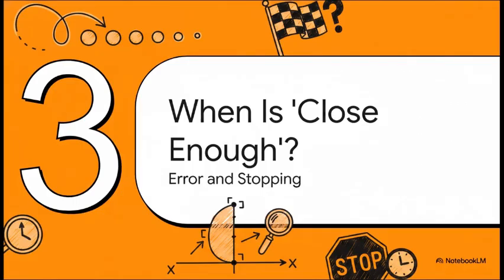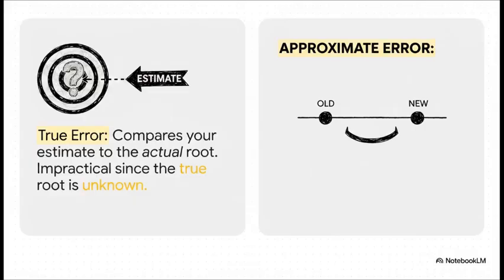Okay, this leads to a super important question for pretty much any iterative method. How do we know when to stop? I mean, when is our answer actually good enough? Well, there are two ways to think about error. True error is the dream, right? It's how far your guess is from the real answer. But there's a huge catch. If we already knew the real answer, we wouldn't be doing any of this. So that's not very practical. That's why we use approximate error. It's a clever trick where we just measure how much our answer changes from one guess to the next. When the changes get super tiny, we know we're homing in on the solution.